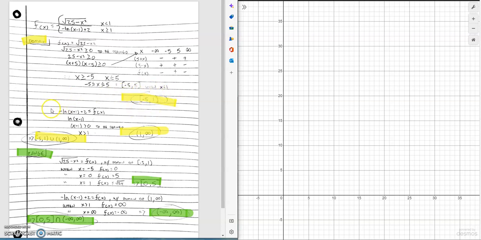Moving on to our second function of negative natural log of x minus 1 plus 2. Focusing on our natural log, we know that natural logs have to be a positive number in order to be defined. So we can simplify that here and then here. X is greater than 1, which is expressed like this in interval notation. And then you combine the two here.